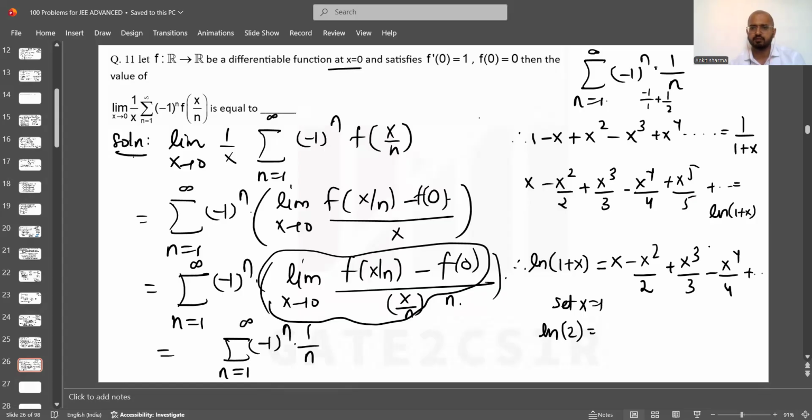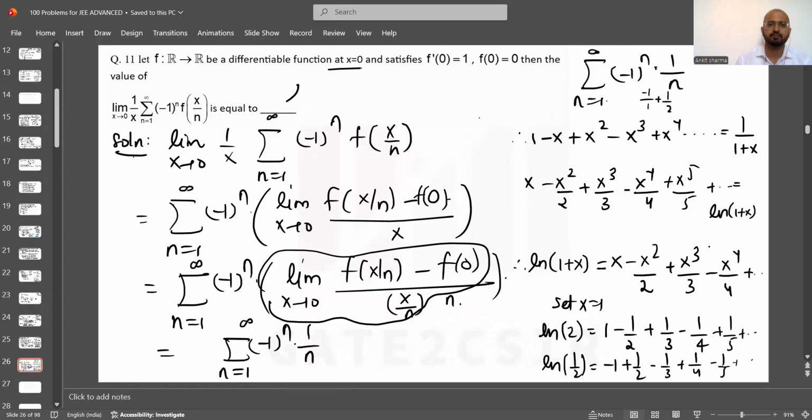equal to, this will be 1 minus 1 by 2 plus 1 by 3 minus 1 by 4 plus 1 by 5 and so on. But I need to get plus 1 by 2, so I'll multiply by minus. So minus ln2 is nothing but ln half, which is equal to minus 1 plus 1 by 2 minus 1 by 3 plus 1 by 4 minus 1 by 5 and so on. So the answer would be ln of half.